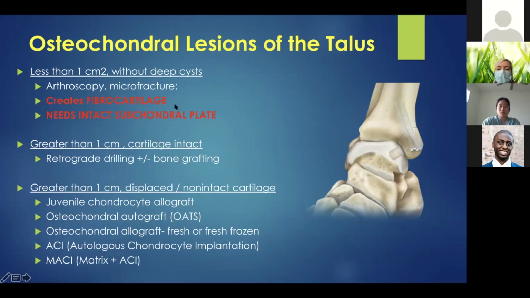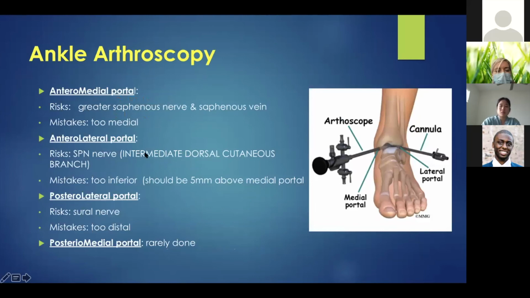So, and then going over ankle arthroscopy, the key points are here. So largely we always put in an anteromedial portal. The risk there is really the greater saphenous nerve; the saphenous vein is just medial to the tibialis tendon. The mistakes that people make are sometimes they put it too medial, and then your medial malleolus gets in the way, and it's hard to get to the back medial, posteromedial corner.